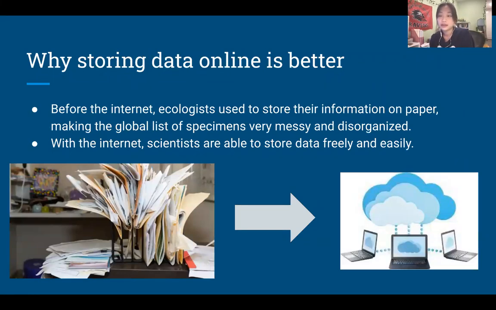Why is storing data online better? Well, before the internet, ecologists used to store their information on paper and physical files, which was a lot messier and more disorganized. But now with the creation of the internet, scientists are able to store data more freely and more easily. It's also better for us who aren't exactly ecologists, but might be very interested, because now we have information at the tip of our fingertips. It's just a Google. Whereas if it was all stored in papers, we wouldn't be able to access it as easily.